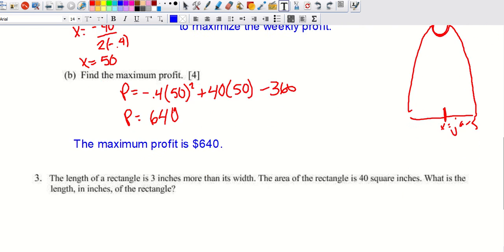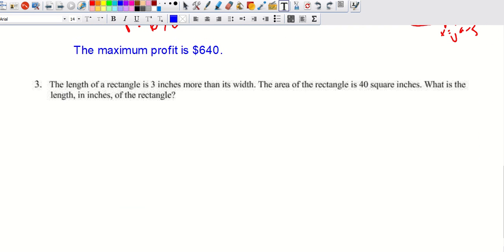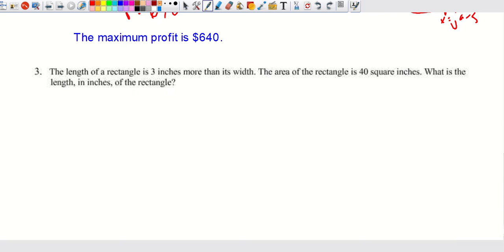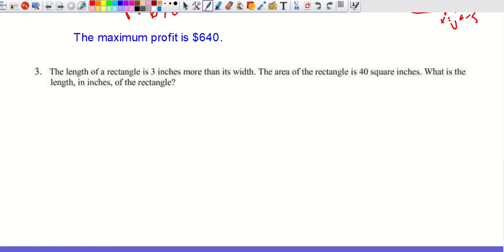Okay. Number 3, the length of a rectangle is 3 inches more than its width. So we have a rectangle. The area is 40 square inches. What is the length in inches of the rectangle? So we have a rectangle. The length is 3 inches more than its width, w. So we'll call the width w, and the length would be 3 inches more, so that's w plus 3. And we know the area is 40.